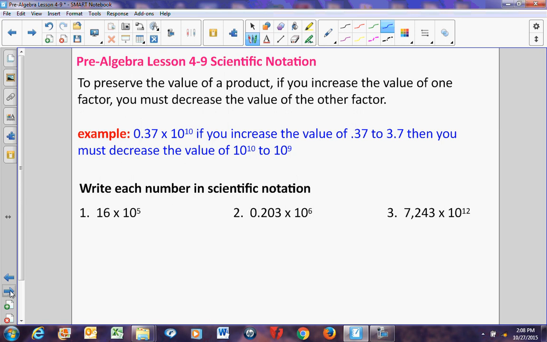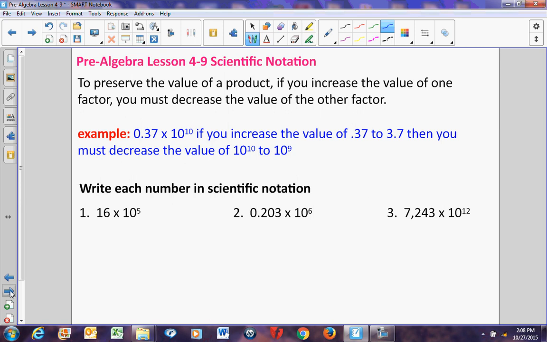For example, if I have 0.37 times 10 to the 10th, that's not written in scientific notation. 0.37 doesn't have one digit, it doesn't have a number that's greater than or equal to 1 but less than 10. This is less than 1. So if I increase the value of 0.37 to 3.7, then I must decrease the value of 10 to the 10th to 10 to the 9th.